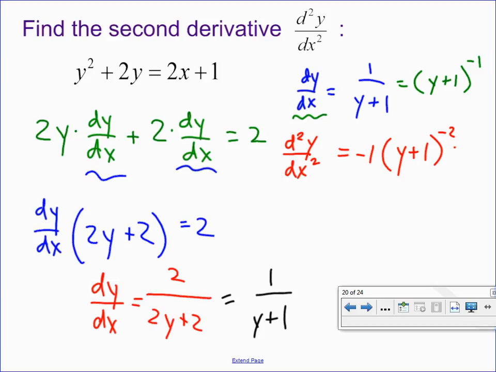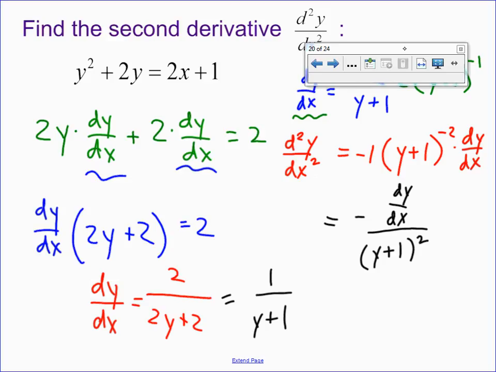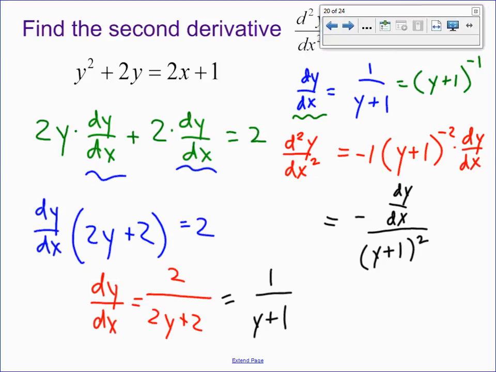What, pray tell, is the derivative of the base? dy dx, and don't forget, otherwise it's not going to work out. We just differentiated an expression with y in it with respect to x. We have to use the chain rule. So dy dx is the derivative of y plus 1, my base. So that's why we're using the chain rule. Now let's rewrite this. For the second derivative, I'm getting negative dy dx over y plus 1 quantity squared. However, I have an expression for dy dx. What is the expression for dy dx?